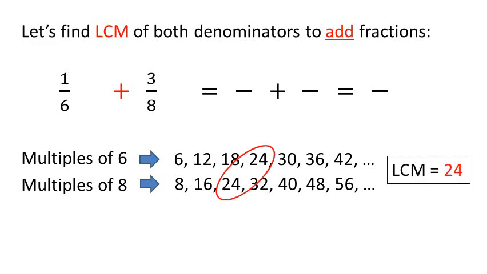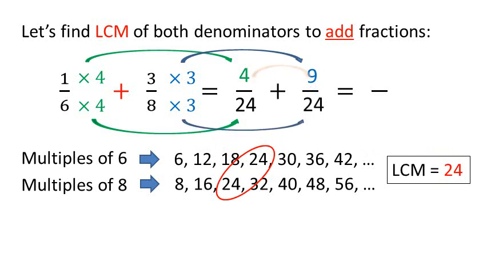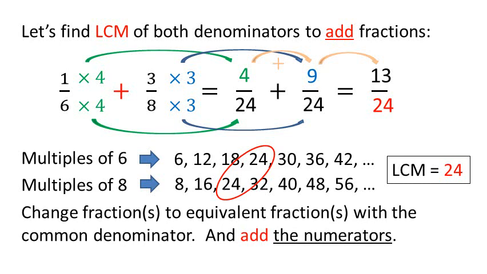So we multiply 4 to both the numerator and the denominator of 1 over 6 to get 4 over 24. In a similar way, we multiply 3 to both the denominator and the numerator of 3 over 8 to get 9 over 24. Now we add 4 and 9 to get 13 as a numerator, and the denominator stays the same. For adding fractions, we just need to change the fractions to equivalent fractions with the common denominator, then add the numerators.